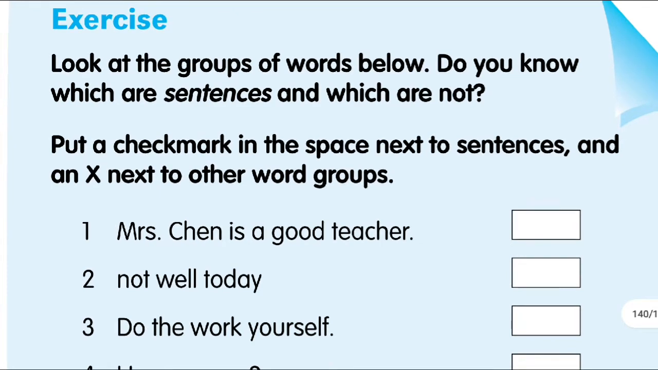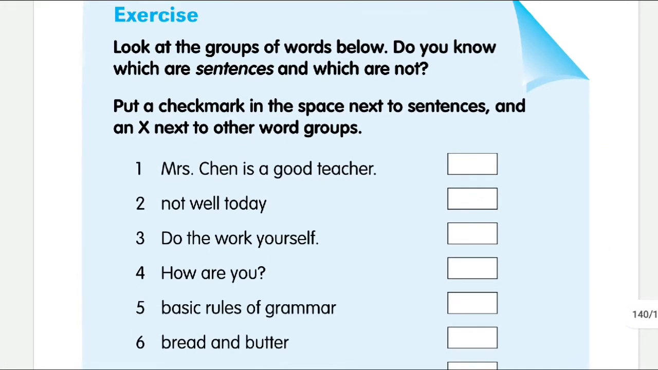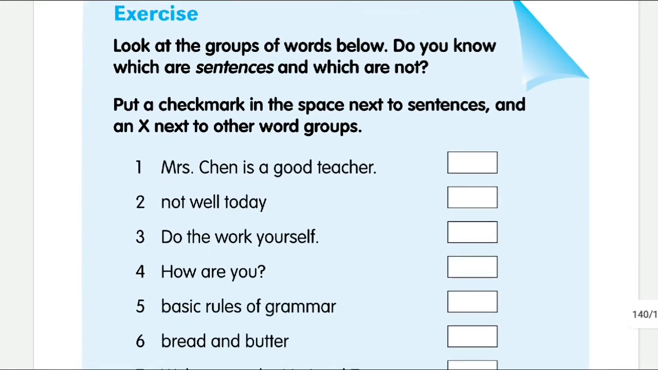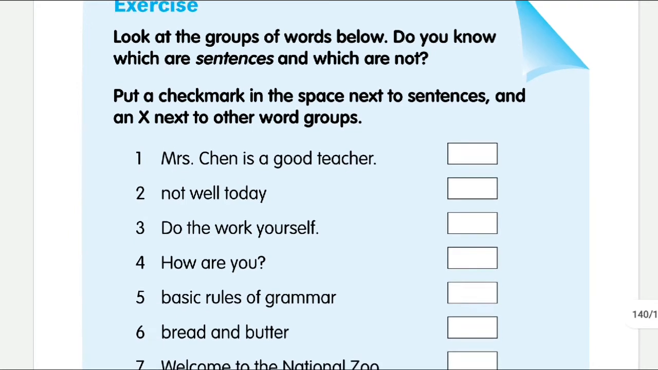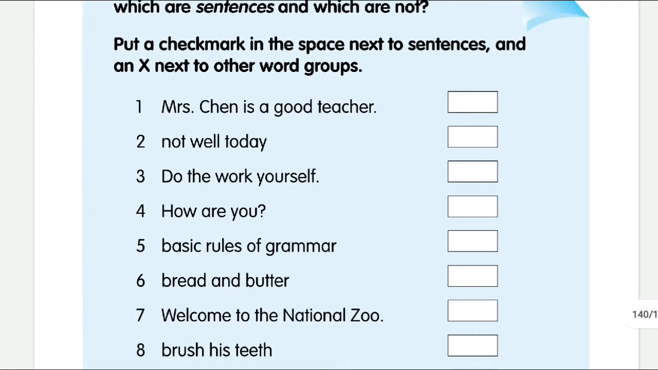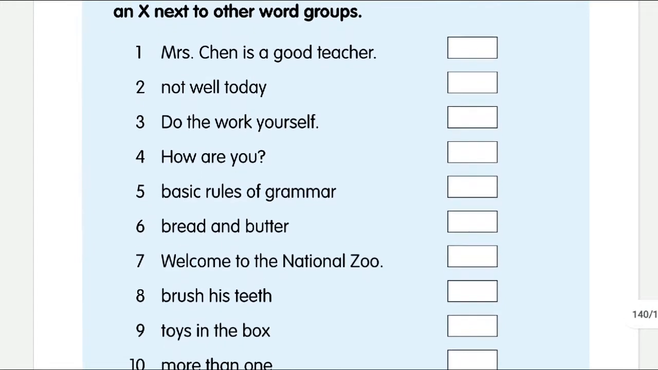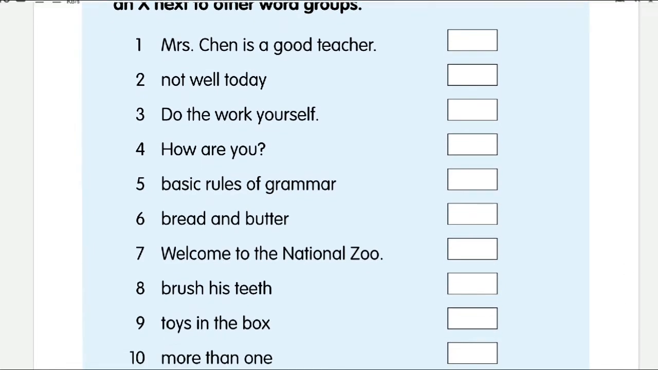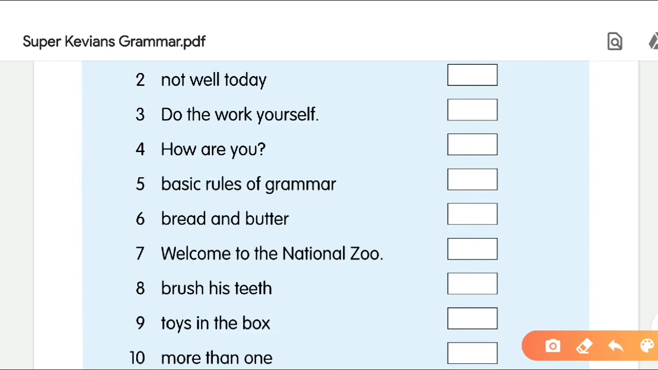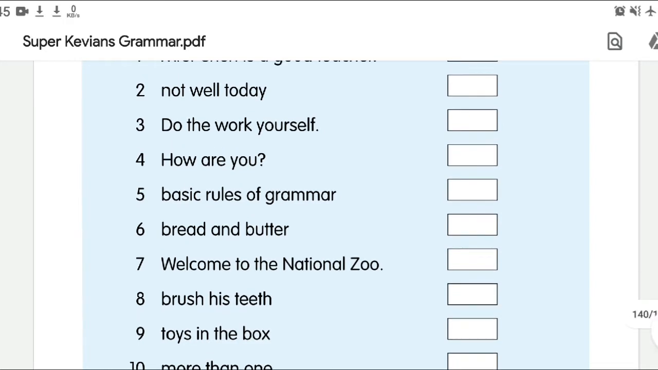So, here is one exercise for you. Let me check whether you have understood or not. You have to say whether the following statements are sentences or not. In case it is a sentence, you have to put a right mark, and in case it is not a sentence, you have to put a wrong mark. So let me start with the first one.